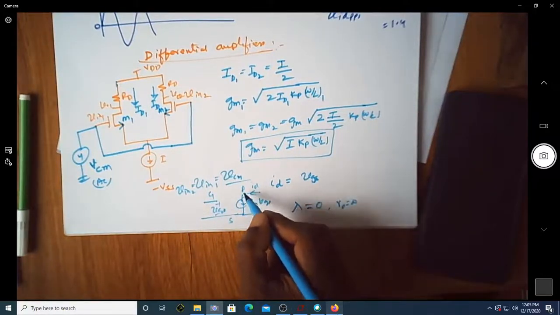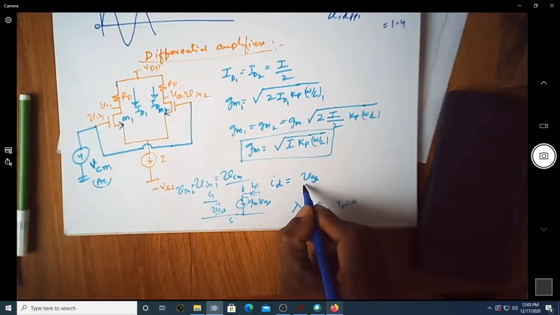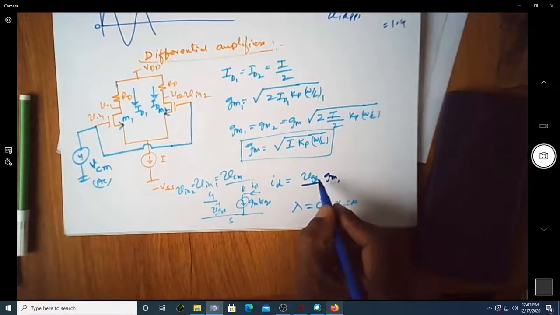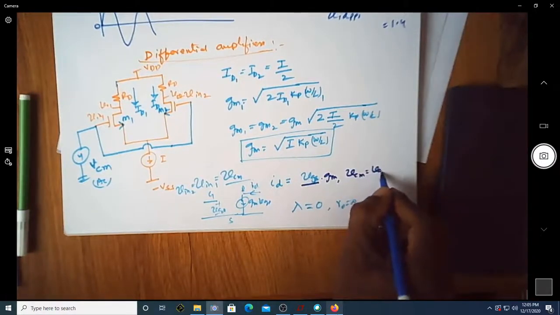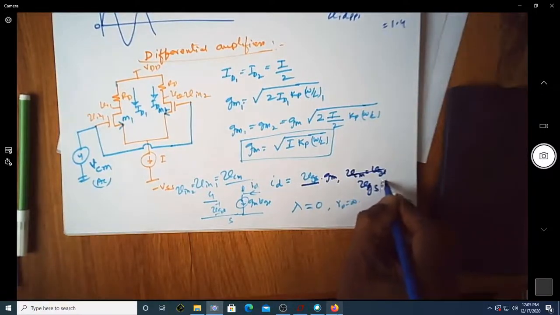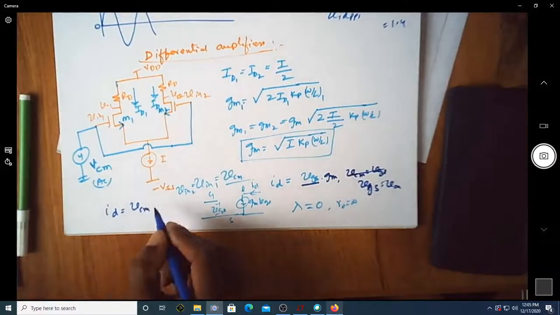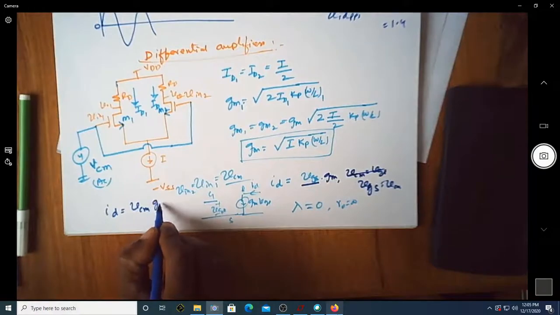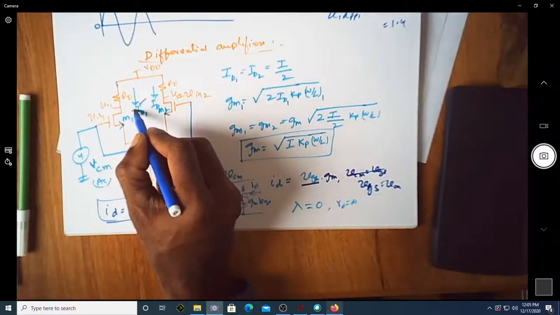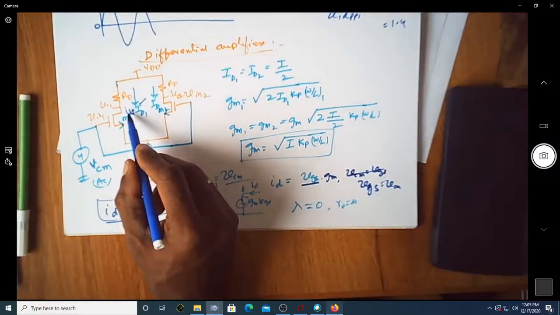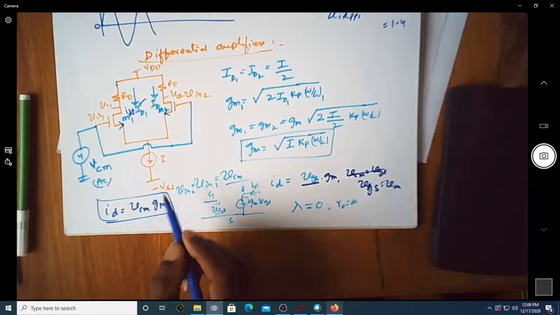From drain to source, there will be a small signal current id, in addition to the DC current. That current will be given by VGS into gm. In this case, VGS is actually the VCM, so VGS is equal to VCM, from which id is equal to the small signal voltage multiplied by the transconductance of the transistor. This is the value of id flowing through both the transistors. Along with the DC current, a small AC current id is also flowing in both of them. The magnitude of that small signal current is VCM into gm, the same in both cases.